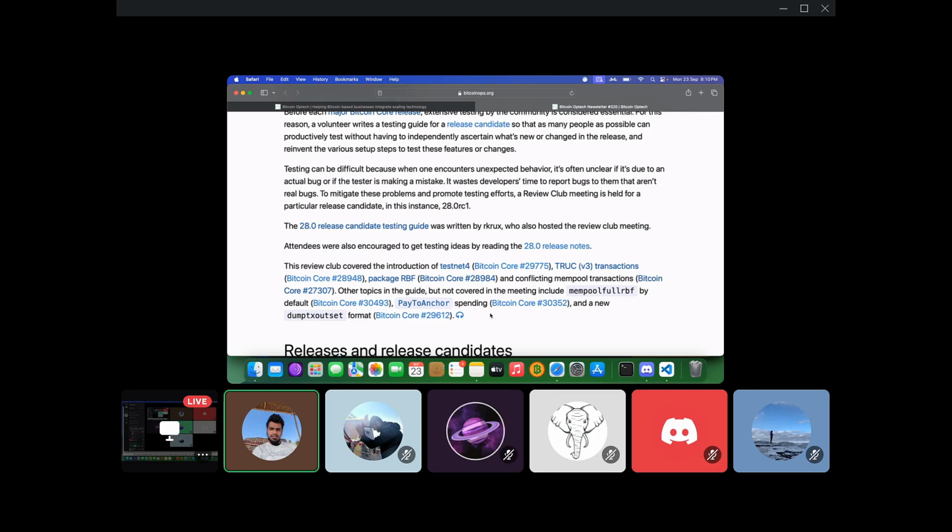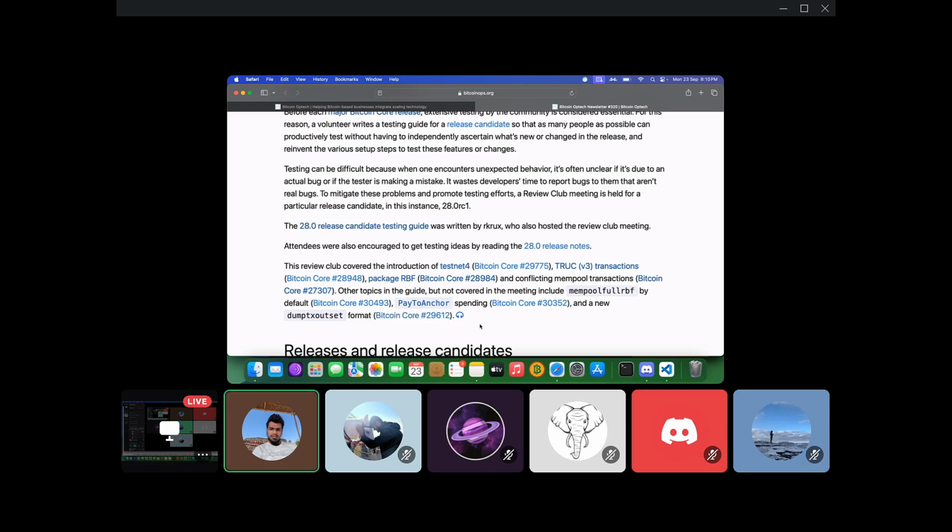And this is a general practice. Whenever a major version of Bitcoin Core is about to get released, a release candidate comes out first, and people are encouraged to test and find bugs before the version of the client goes out for mainnet and people start using it in production.